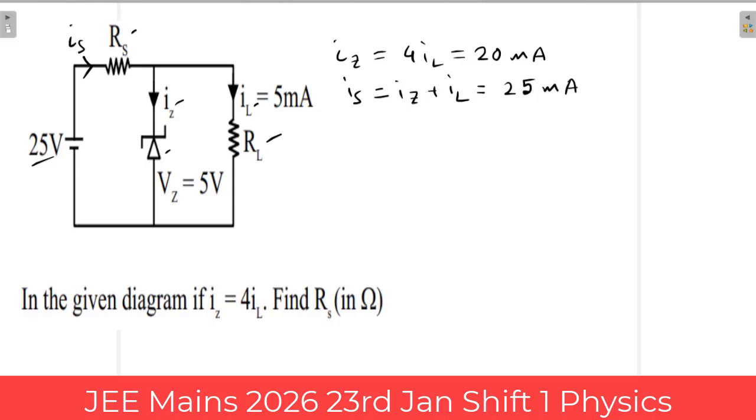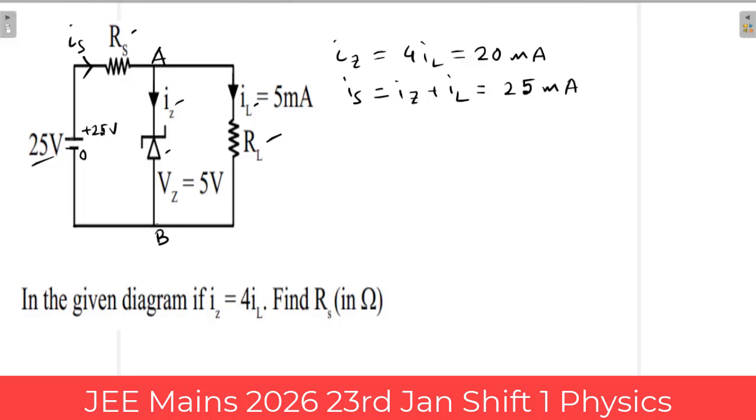And the Zener voltage is 5 volt. So the potential difference between A and B is 5 volt. We have to calculate the resistance RS. Now the potential difference with respect to B, the potential at A is 5 volt. If we assume the negative terminal is 0 volt and the positive is plus 25 volt, so B end is 0 volt.